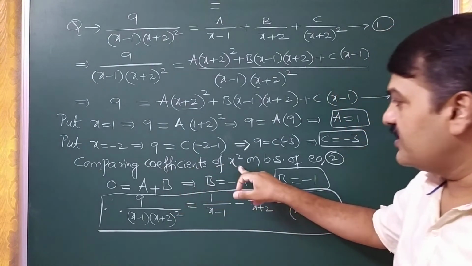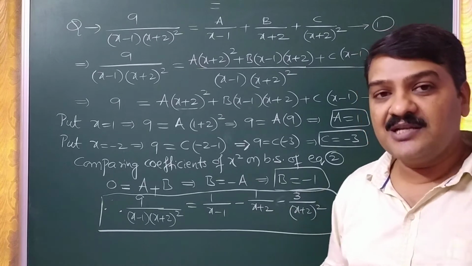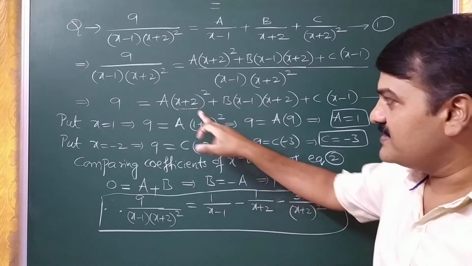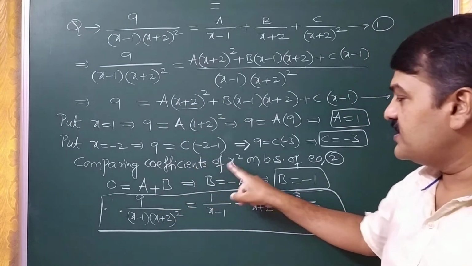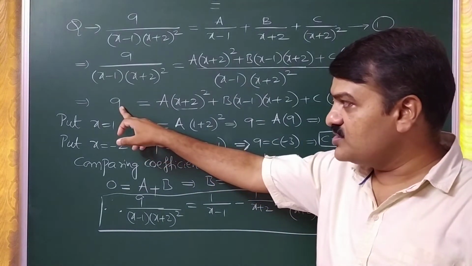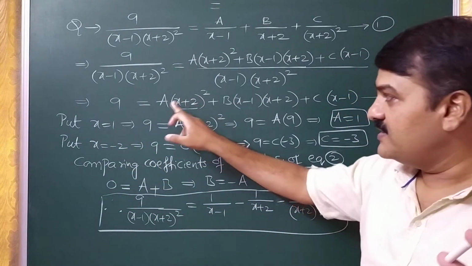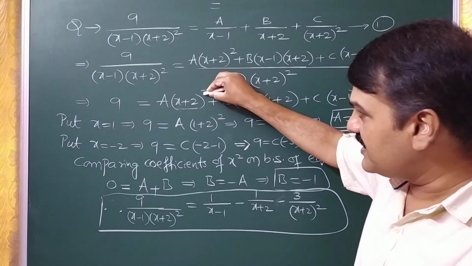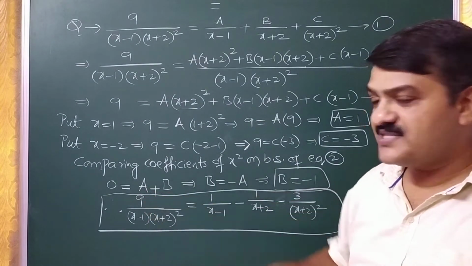So comparing coefficients of x square. Why did we take x square? Because the general practice is taking the highest power of x, and the highest power of x is x square only, on both sides. Comparing coefficients of x square on both sides of this equation, the x square coefficient in the LHS is 0. In the RHS, when you simplify you will get A into x square, so its coefficient is A.